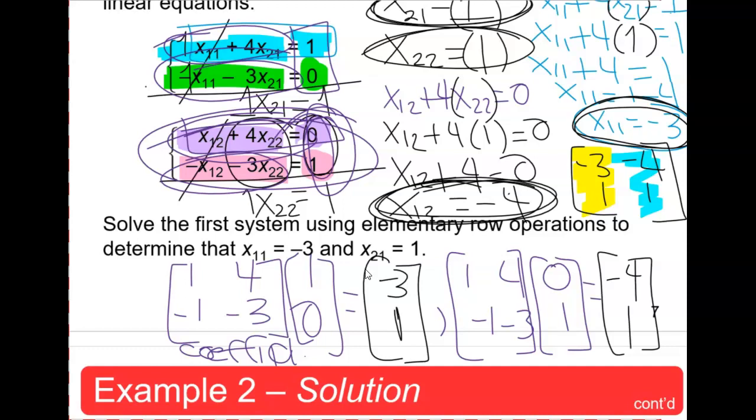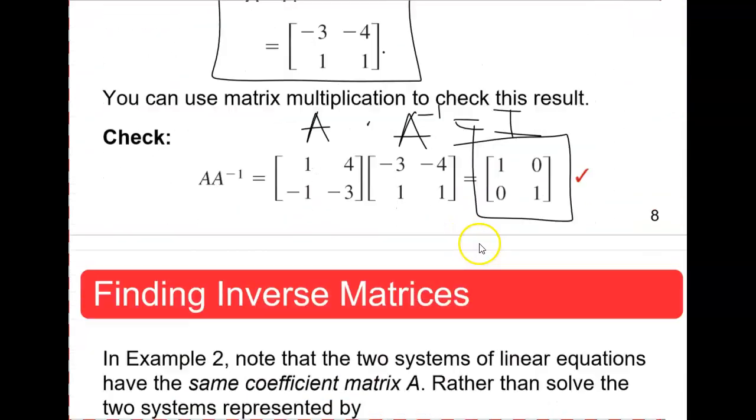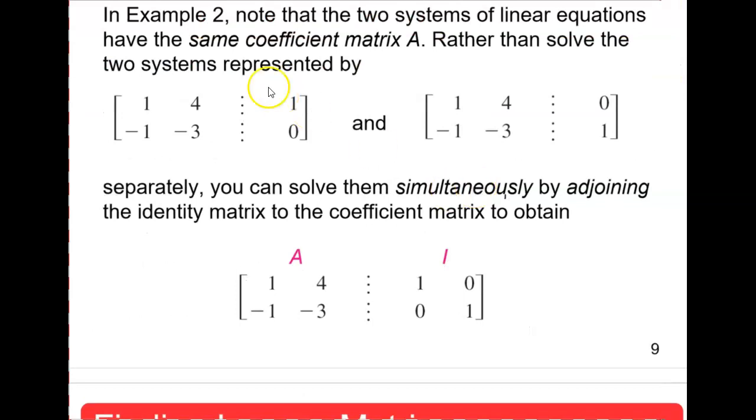that's what goes here. So if we do that process and we equal that coefficient matrix to not only one column at a time, but the whole identity matrix together, and we simultaneously solve them by combining them. So like it says here, by adjoining the identity matrix to the coefficient matrix.